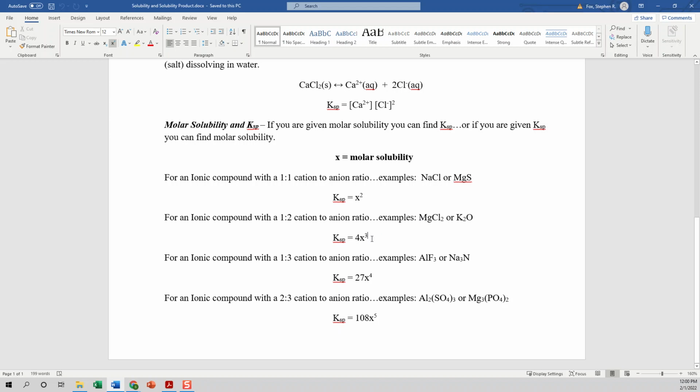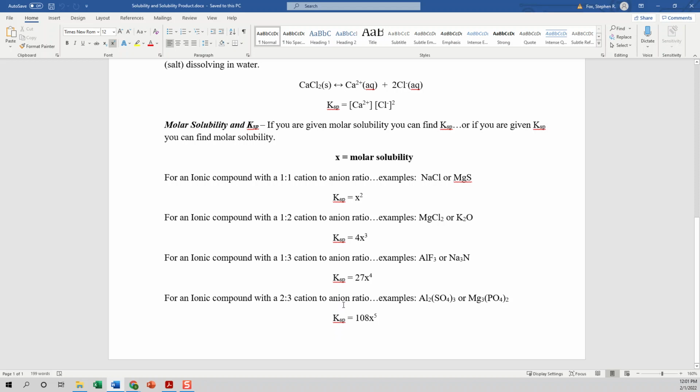And what we need to understand is when we make a RICE chart, get our equilibrium concentrations in terms of X, and plug them back into the KSP expression, if we know the KSP value and we solve for X, X will represent the molar solubility of the compound. Now, a lot of times X represents other things as well, but in this case, if you are using one of these KSP shortcuts, when you solve for X, X will be the molar solubility of the compound.